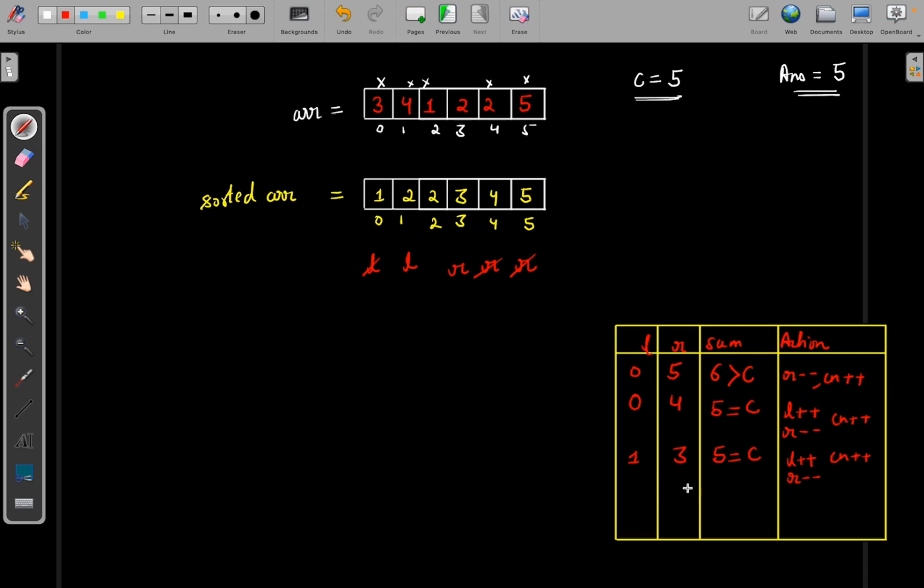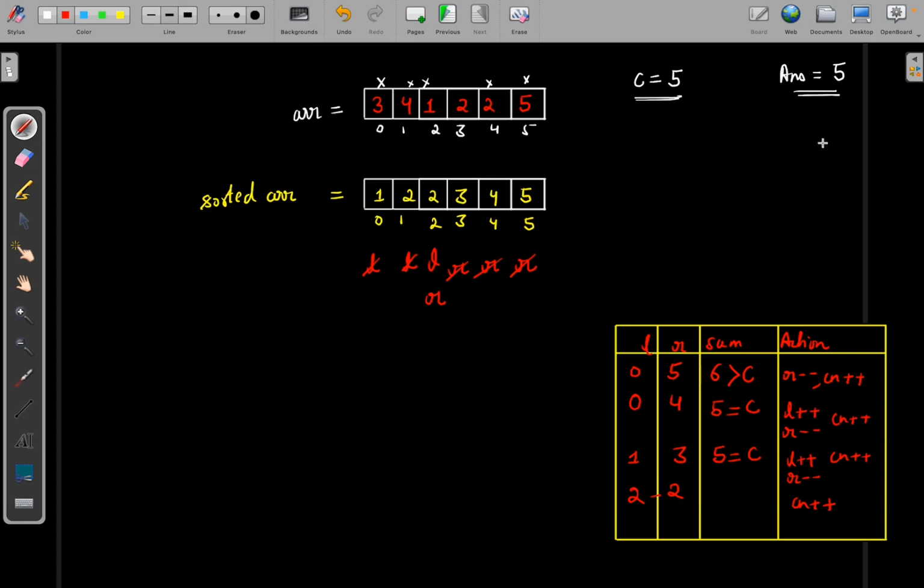If I moved my L, this is here, moved my R, this is here. So L is pointing to 2, R is also pointing to 2. Now both my pointers are at the same place, I can stop, right? And remember, when both pointers are the same, I will update my count with plus plus.